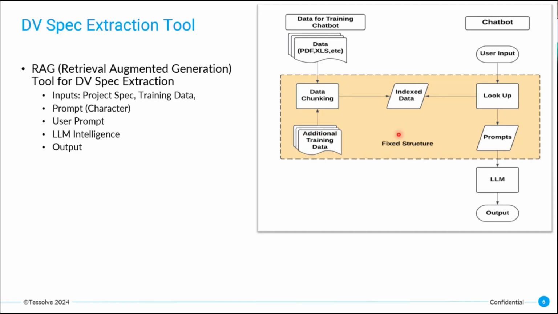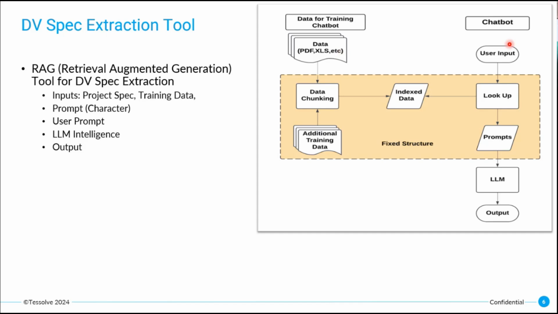So that becomes the fixed structure. The yellow box you are seeing over here is a fixed structure. The project spec depends on the particular IP or the project. Training data is general training data that we are using from our previous experiences. The prompt character here is giving the role to the AI, how it is required to behave, what the expectation from the AI model is. So that is the base prompt, or character prompt, we can say.